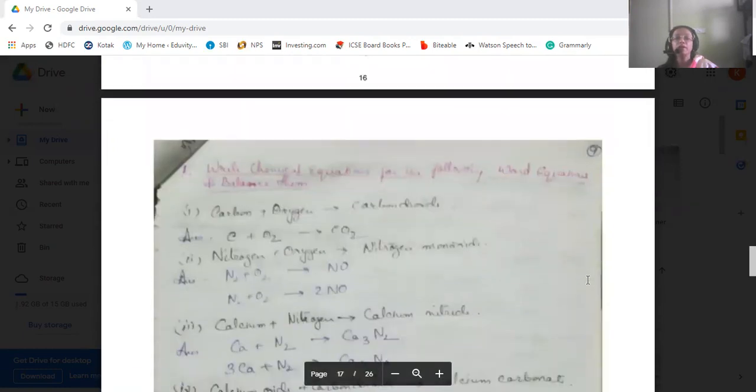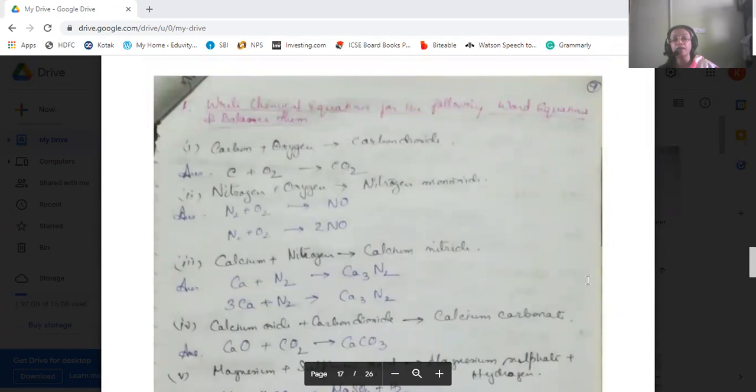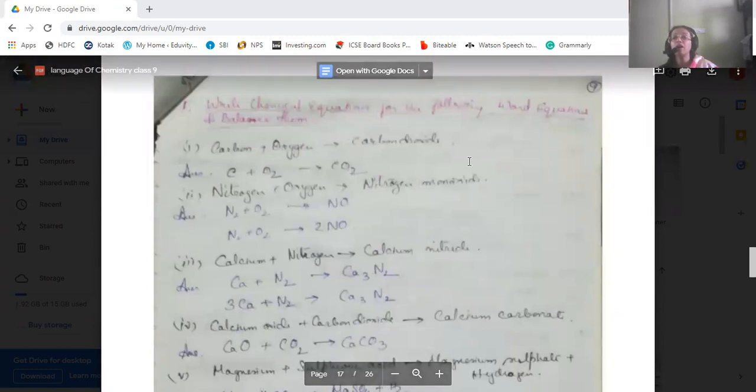Okay. Next is write the chemical equations for the following word equation. First is carbon plus oxygen, which is giving carbon dioxide.